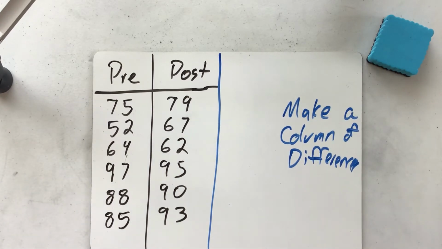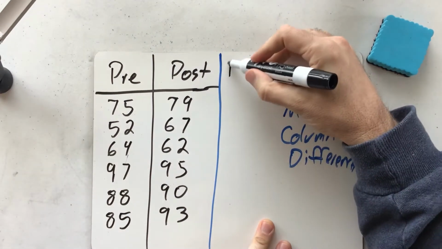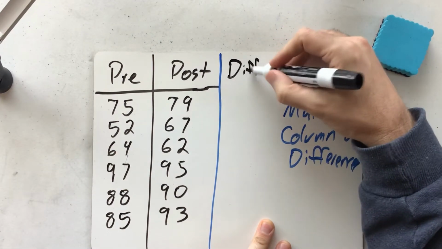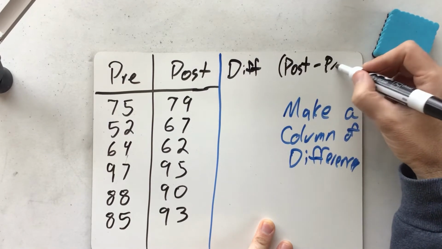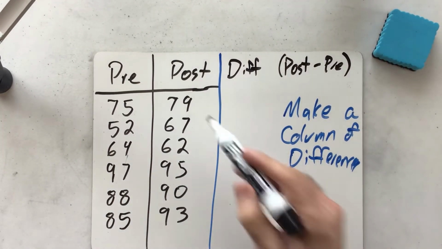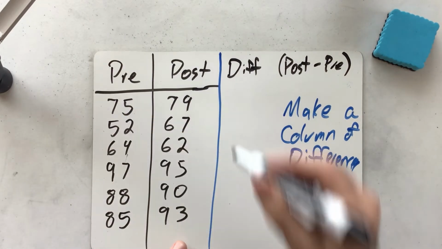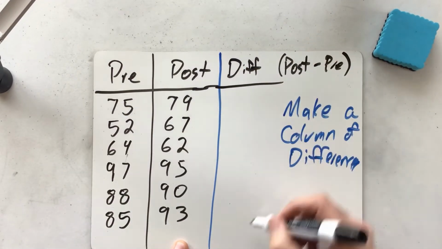So tell you what, I'm going to do my differences. I'm going to do post minus pre-test. Since I'm hoping their grades went up, I'm going to take the bigger one and subtract the smaller one from it. So I'm just going to make a column.